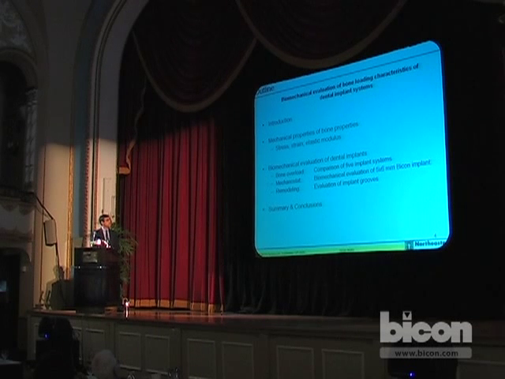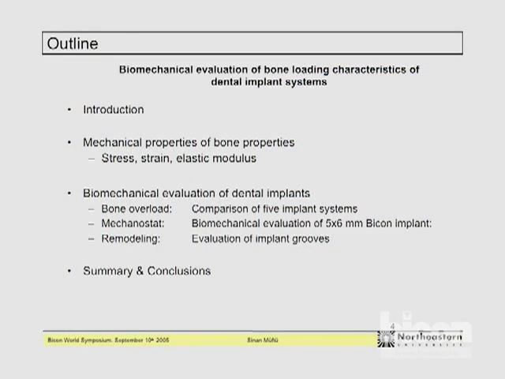With that, I'm going to be talking a lot of mechanical and engineering jargon today, and I'm sure you all know these concepts, but I would like to review briefly the mechanical properties of the bone. I'm going to introduce what stress is, strain is, and elastic modulus is, so that we are all on the same page. Once that's done, I'm going to talk about biomechanical evaluation of dental implants. I'm going to do this in 3 different flavors.